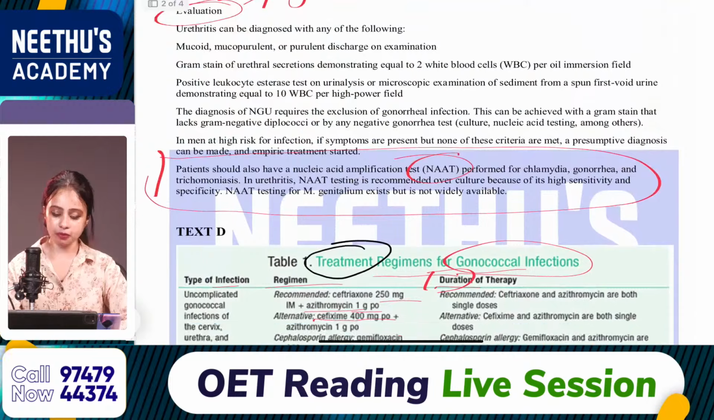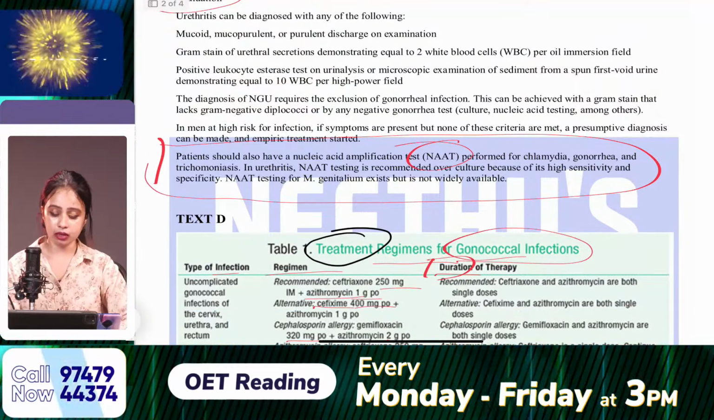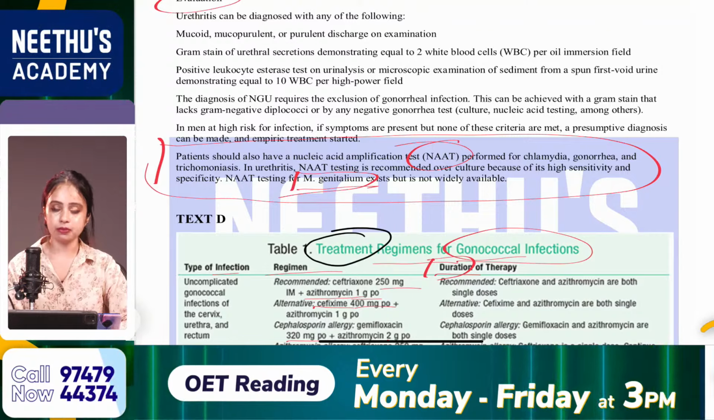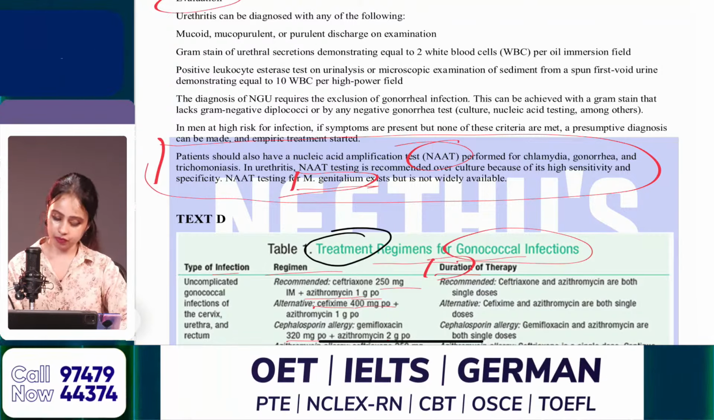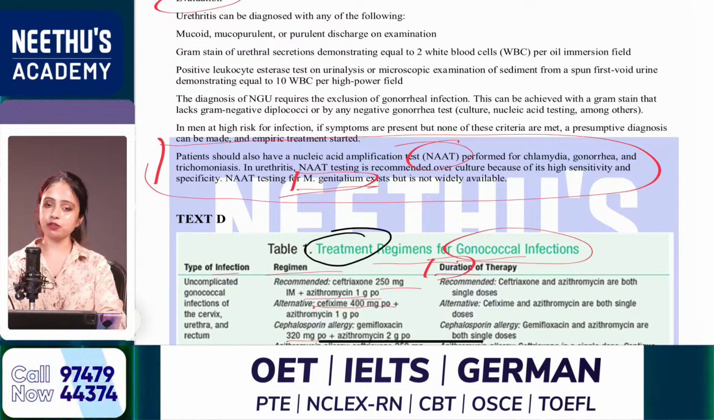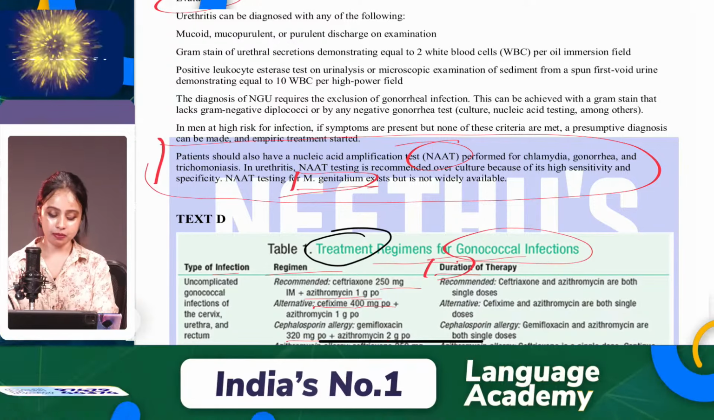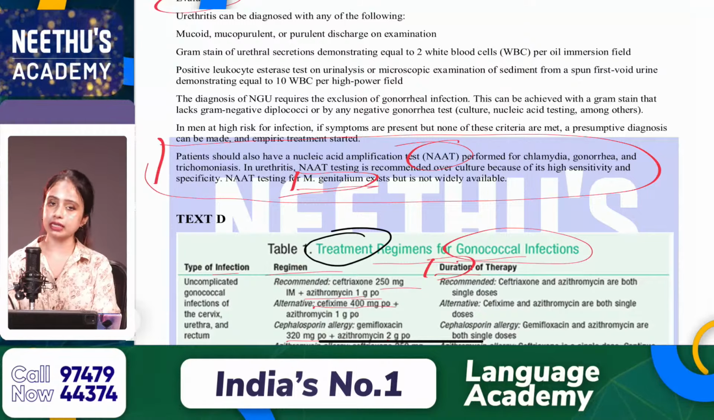Okay, so eighth one, yes. What about the eighth one? NAT testing. It is all about M. genitalium, right? That is the correct answer. Okay, very good. A lot of correct answers. Yes, your answer is correct. Okay, M. genitalium, it is the correct answer.